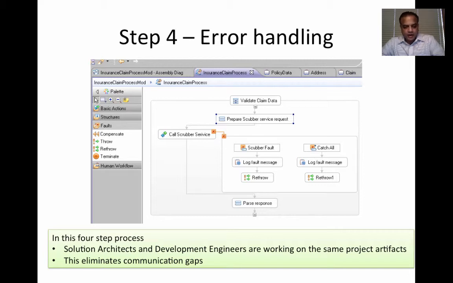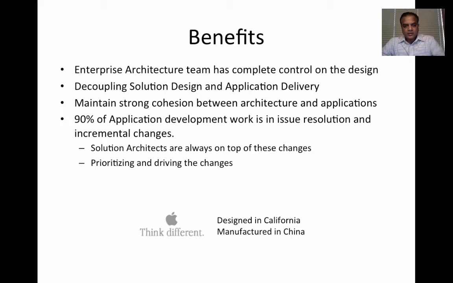In this 4-step process, solution architects and development engineers are working on the same project artifacts. This is important. They're working on the same tool and the same project artifacts, and this eliminates the communication gaps. The main benefit is we want the enterprise architecture team to have complete control of the design. We want to be able to decouple solution design and application delivery. At the same time, we want to maintain strong cohesion between architecture and applications.